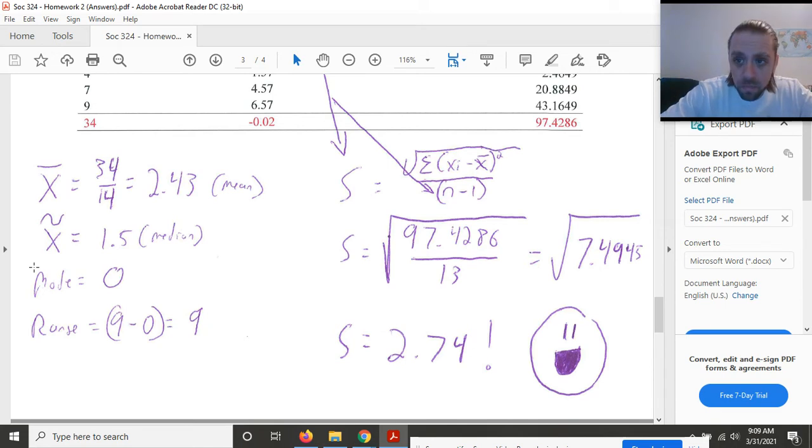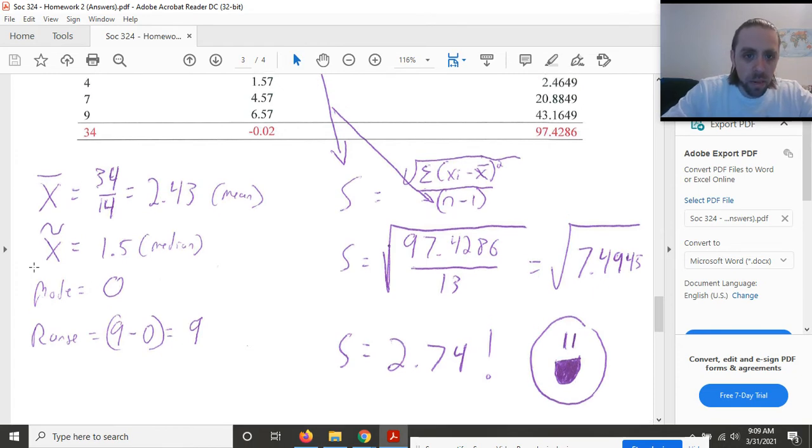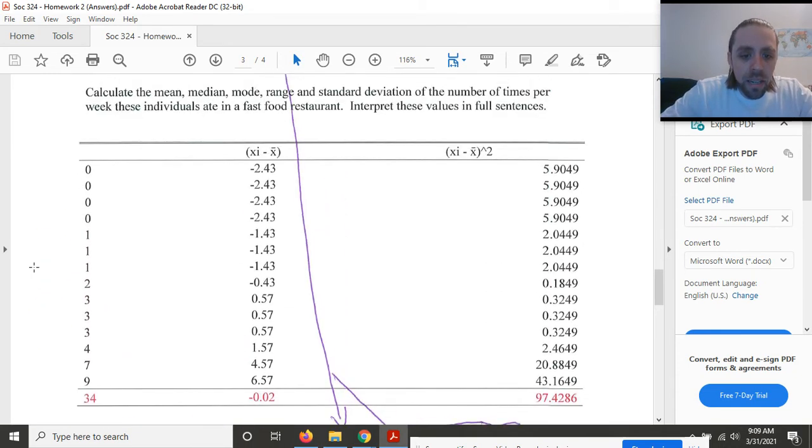And our range, not too difficult. We just take the largest number and subtract from it the smallest number. 9 minus 0 equals 9. The range of this distribution is 9 times eating out last week. Okay, getting to the meat of this, though.